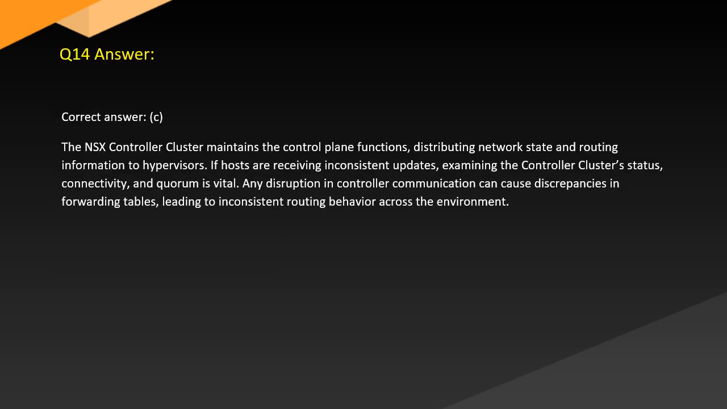Answer. Correct answer. C. The NSX controller cluster maintains the control plane functions, distributing network state and routing information to hypervisors. If hosts are receiving inconsistent updates, examining the controller cluster's status, connectivity, and quorum is vital. Any disruption in controller communication can cause discrepancies in forwarding tables, leading to inconsistent routing behavior across the environment.